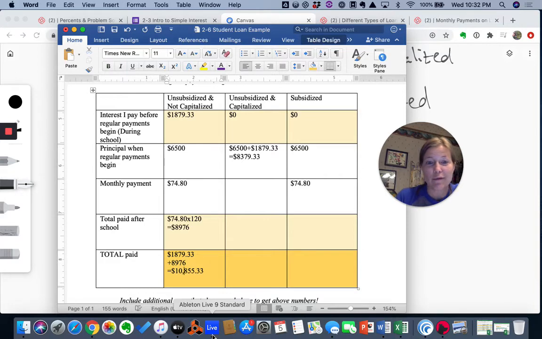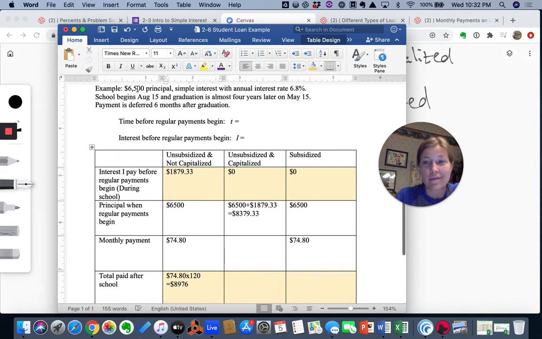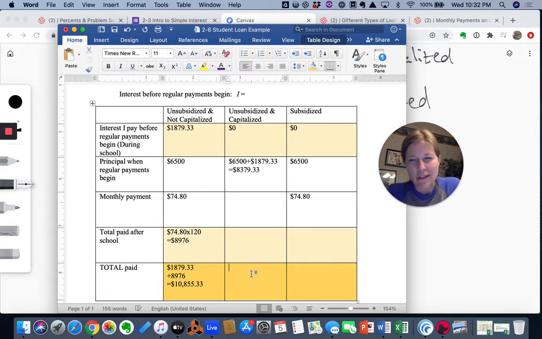$10,855.33. Now, when we compare that to the original cost, we can see that not paying our whole bill early on does cost us. But let's look at some of these other options.